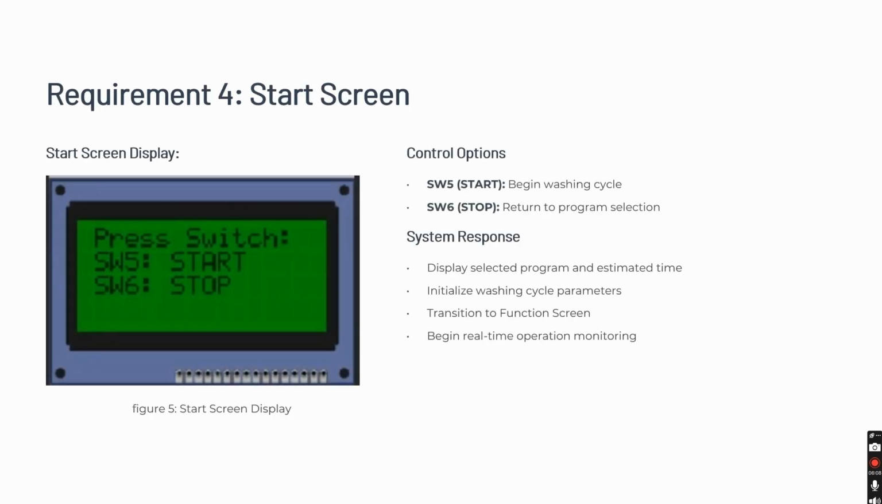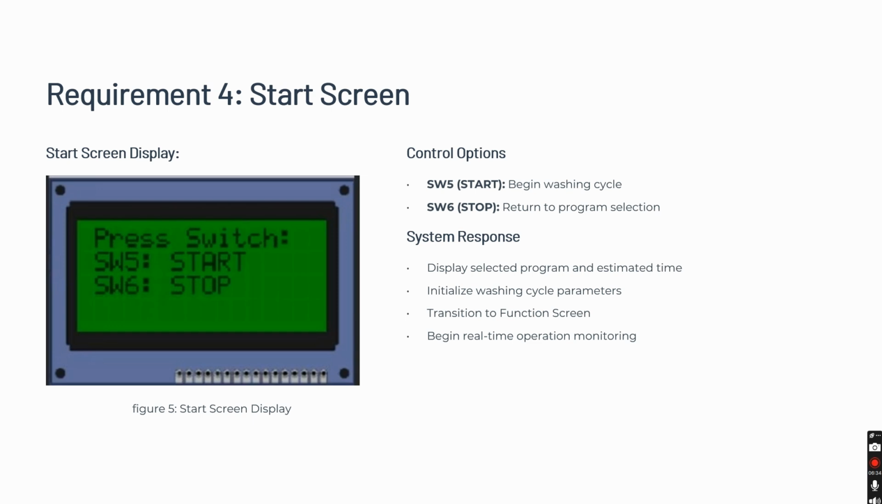And in the requirements of the start screen, the screen displays the selected program and estimated wash time. The user can press switch 5 to start the operation, or switch 6 to stop and return to the program selection menu. Starting the operation initializes all required parameters and transitions the system into active monitoring mode.